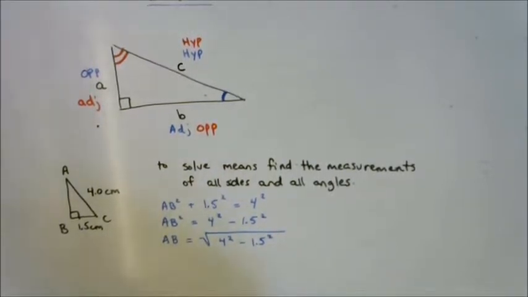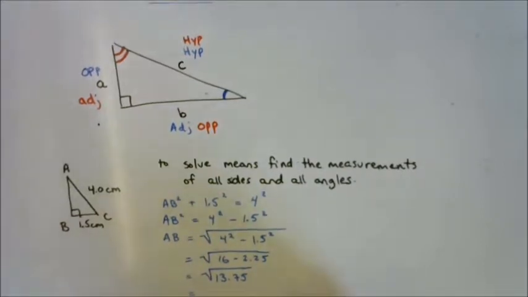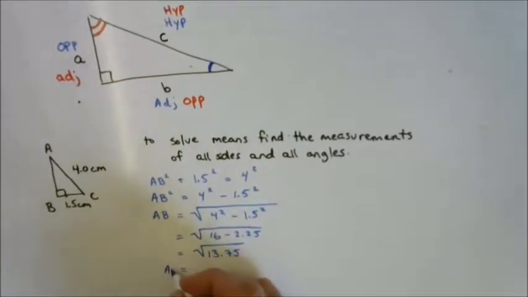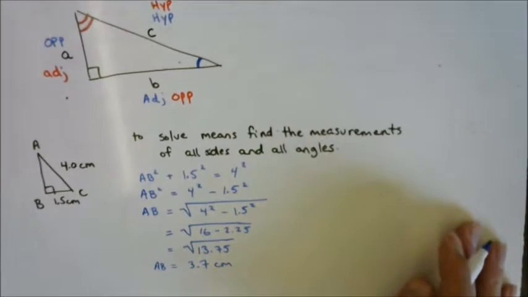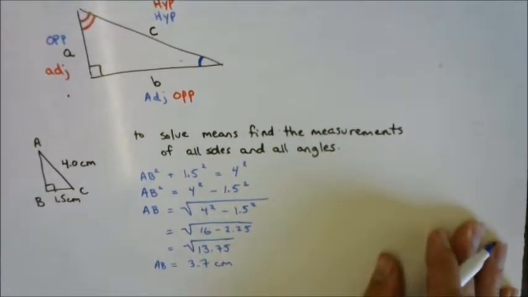You could put that whole thing in your calculator pretty much all at once if you know how to work your calculator well. Otherwise, you can just keep on breaking it down. You've got 16 minus 2.25. So you're looking for the square root of 13.75. And you can put that in your calculator, and you would get AB equals 3.7 centimeters. So that's how we get the side length there, just using the Pythagorean Theorem and rearranging it a little bit.